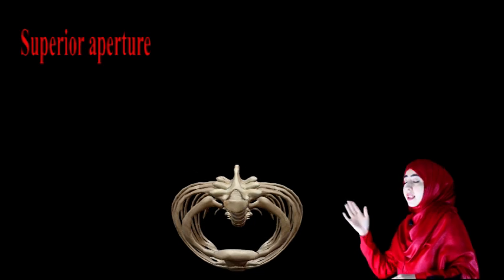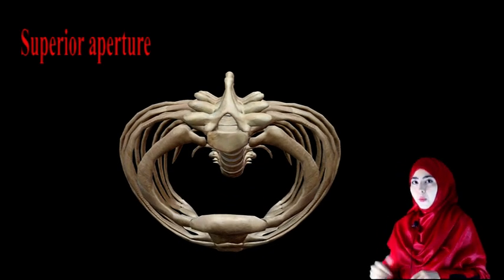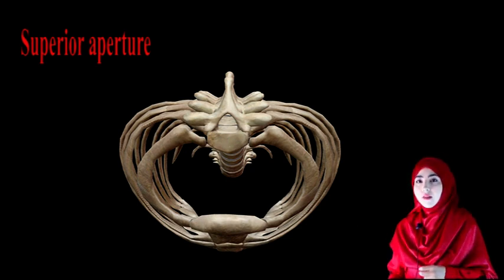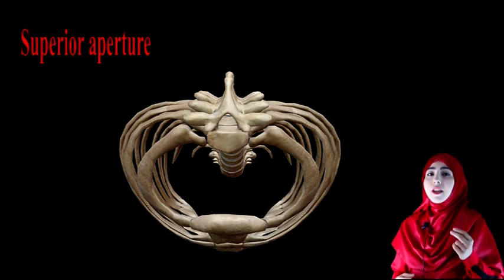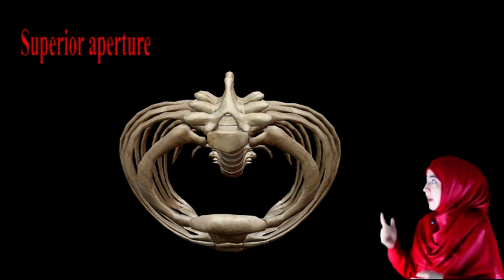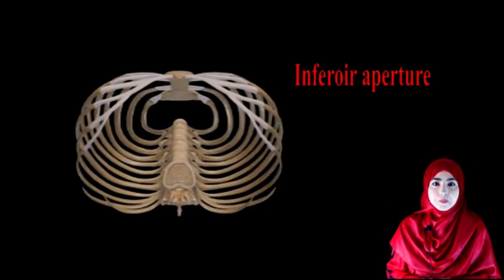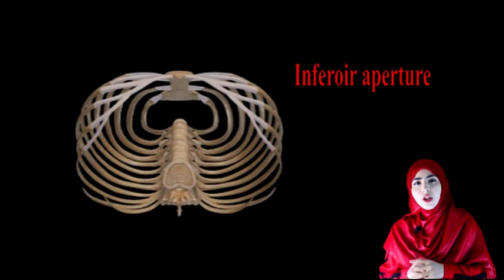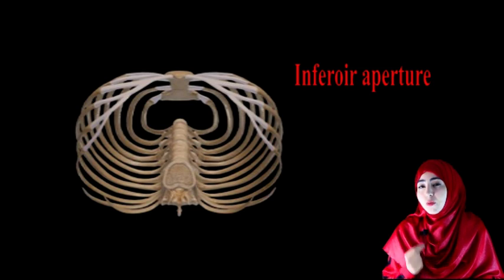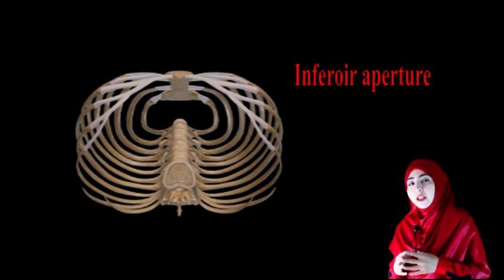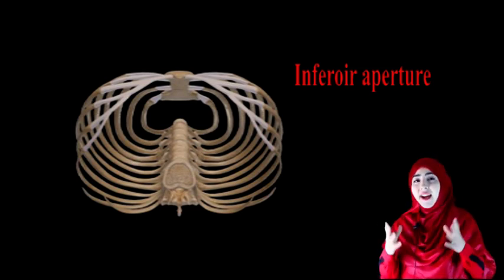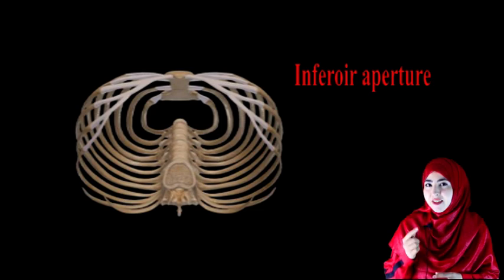The superior thoracic aperture is bounded posteriorly by the vertebra T1, laterally by the pair of first ribs and their costal cartilages, and anteriorly by the superior border of the manubrium. And the inferior aperture is bounded posteriorly by the 12th thoracic vertebra, anterolaterally by the 7th to 10th joined costal cartilages, and anteriorly by the xiphisternal joint.